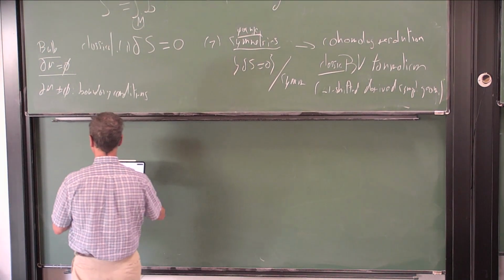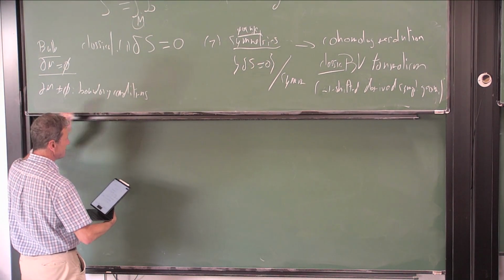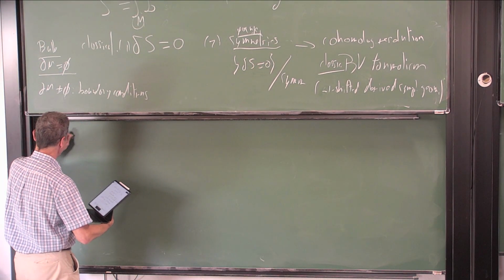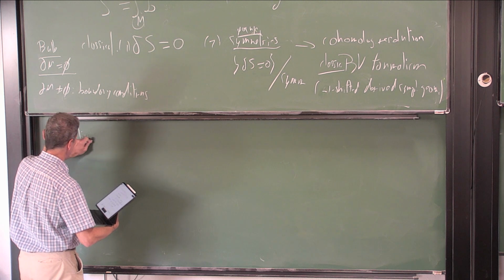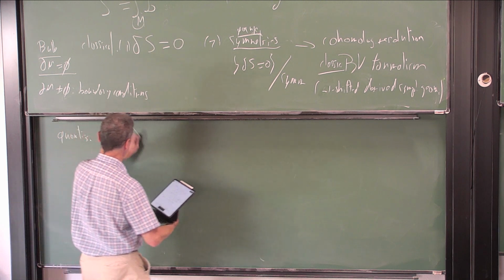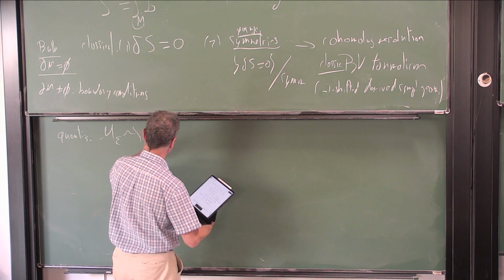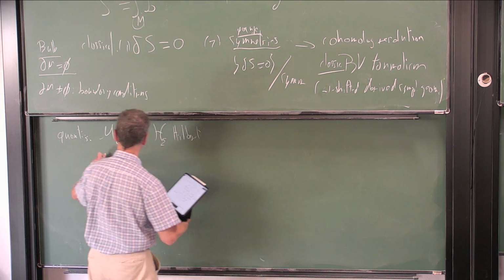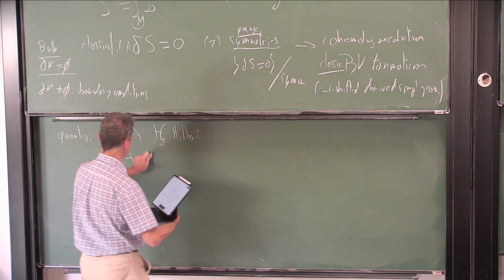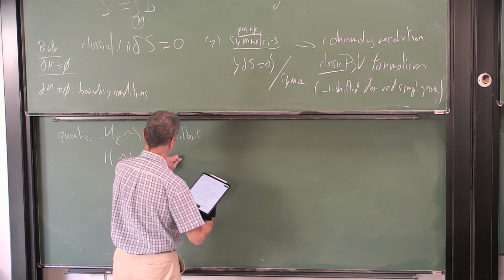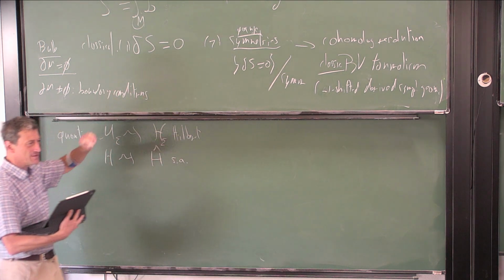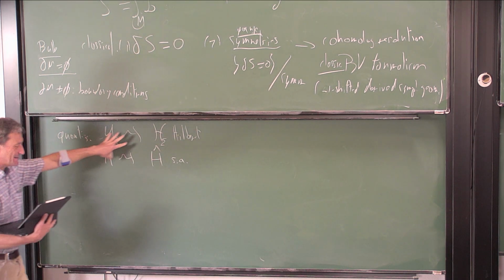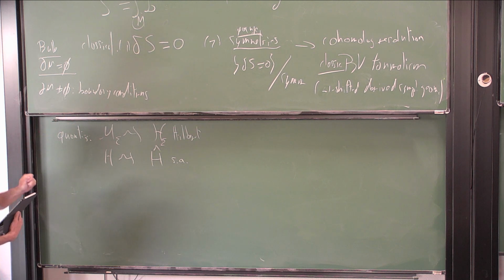Now, from this point of view, the quantization is conceptually obvious, though very complicated. Quantization means that you replace your symplectic manifold M sigma by some Hilbert space, and you replace the Hamiltonian function by some self-adjoint operator. And then you let it evolve. Of course, this is not easy in general, but this is what you want to do.